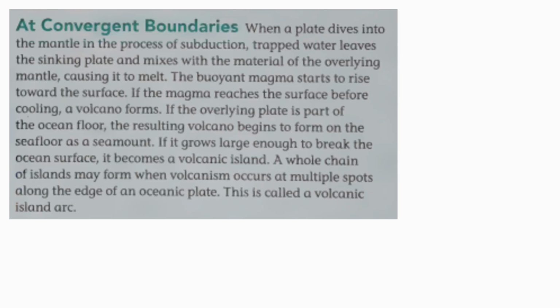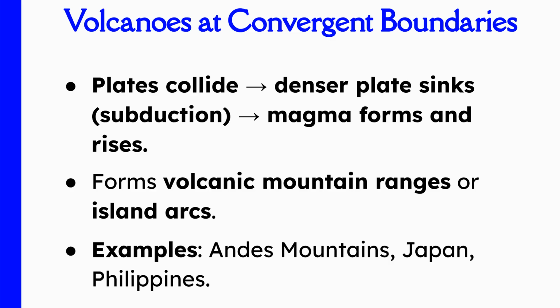If the overlying plate is part of the ocean floor, the resulting volcano begins to form on the seafloor as a seamount. If it grows large enough to break the ocean surface, it becomes a volcanic island. A whole chain of islands may form when volcanism occurs at multiple spots along the edge of an oceanic plate. This is called a volcanic island arc.